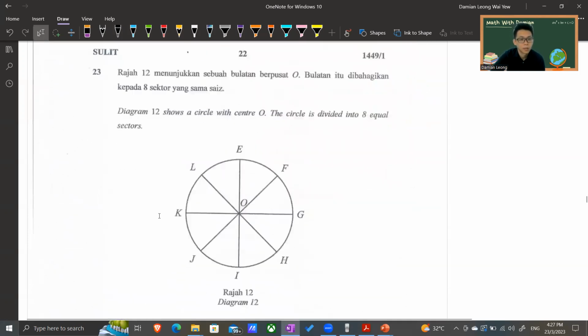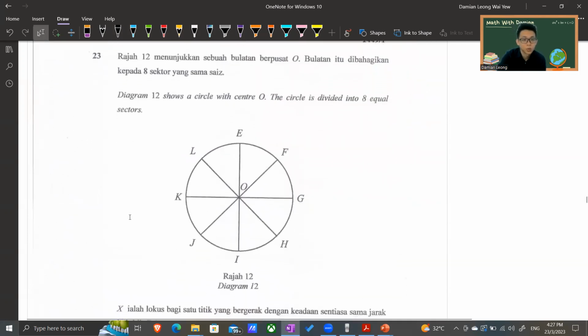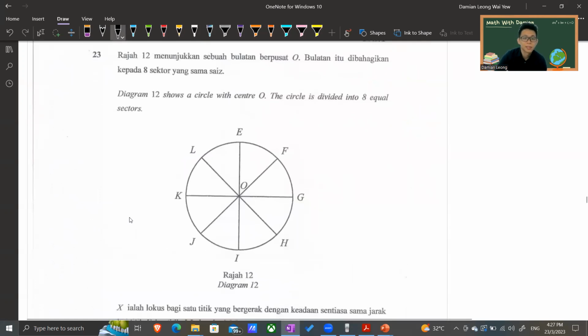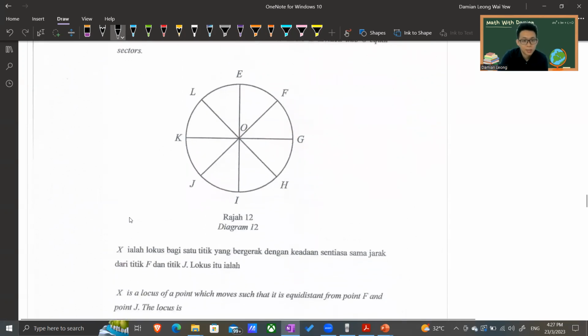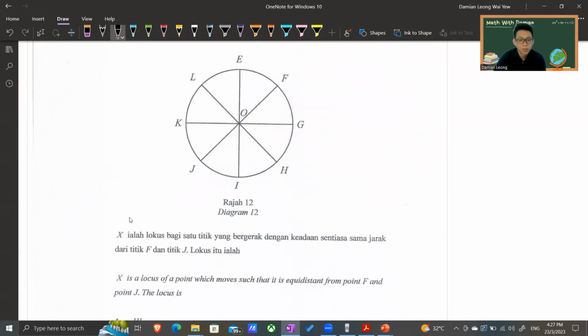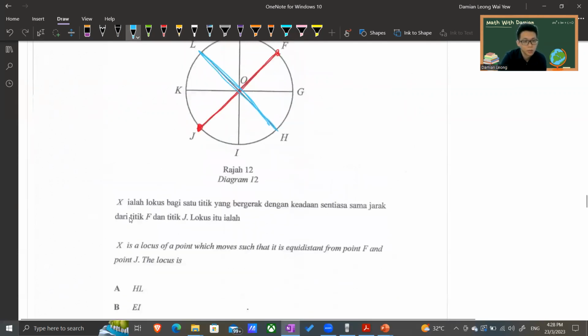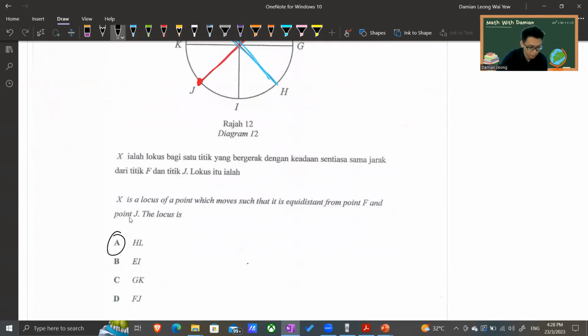Okay. Then question 23. Diagram 12 shows a circle with center O. The circle is divided into 8 equal sectors. X is the locus of a point that moves such that it is equidistant from point F and point J. F here, J here. Equidistant means it's the perpendicular bisector of the line between J and F. So it will be here. Means HL. Okay, answer A.